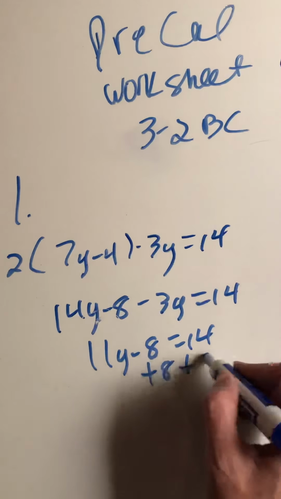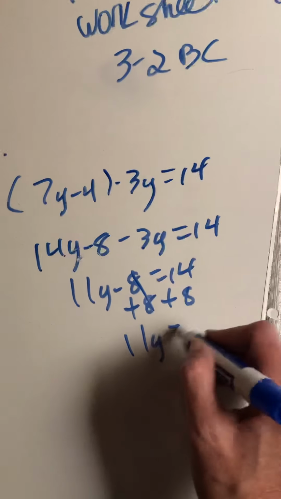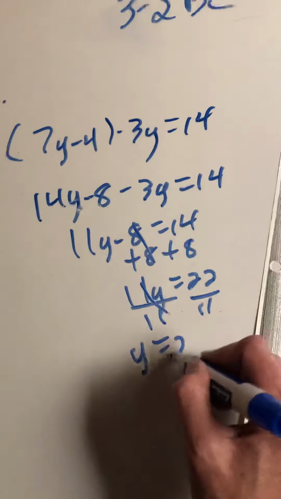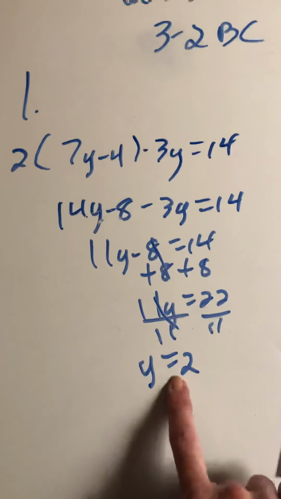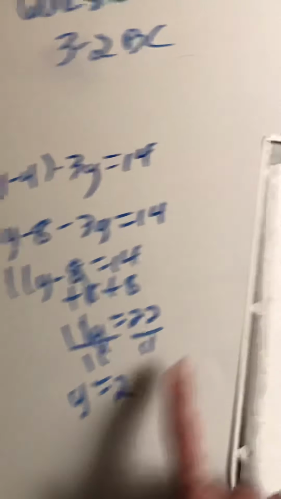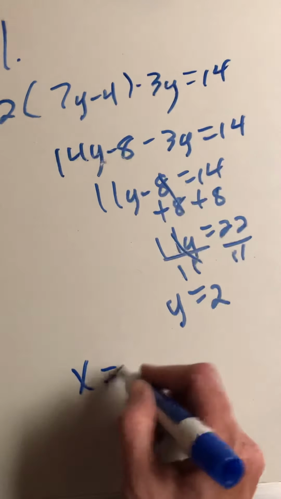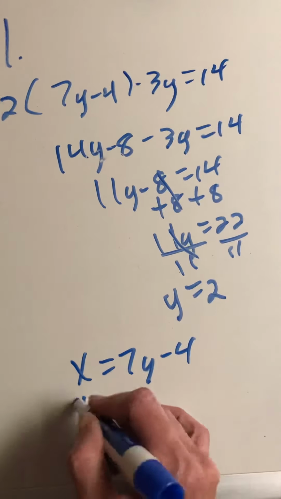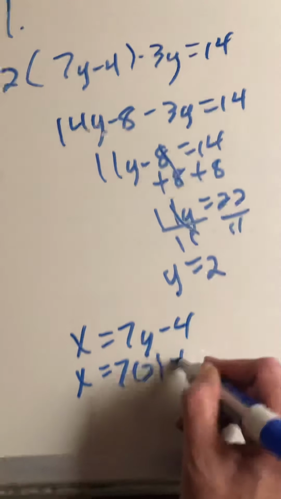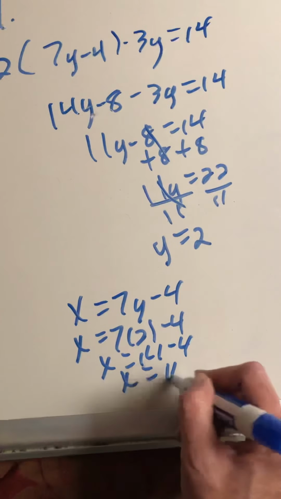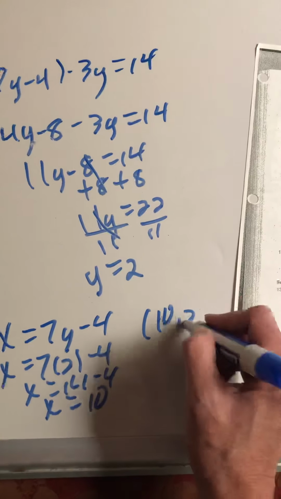Add 8 to both sides. So 11y equals 22. Divide by 11. So y is 2. If y is 2, we need to find x, and we know that x equals 7y minus 4. So x is 7 times 2 minus 4, so x is 14 minus 4. So x is 10. So your answer is 10, comma 2.